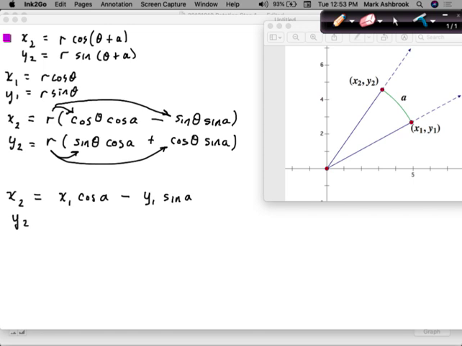Okay, what about y2? y1... I think that's right. Okay, but now I want to line up my x1s and y1s here, so I'm going to swap these. So this is x1 sine a, and this is y1 cosine a, is that right? I think that's the right order. Yes.